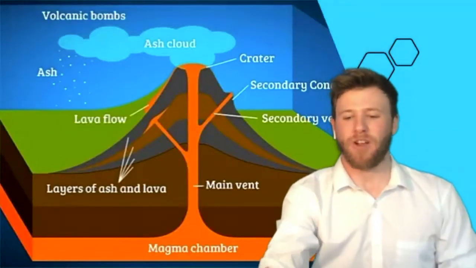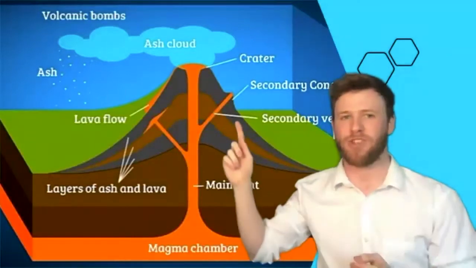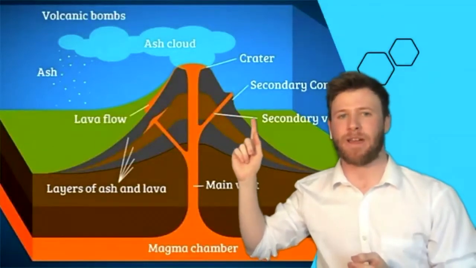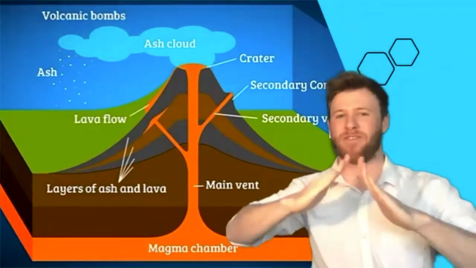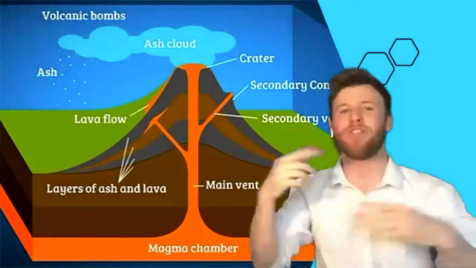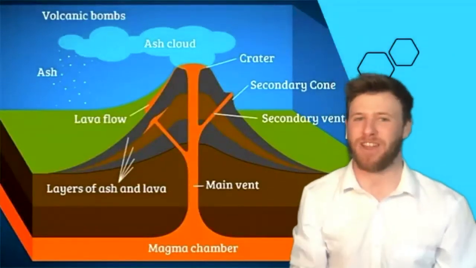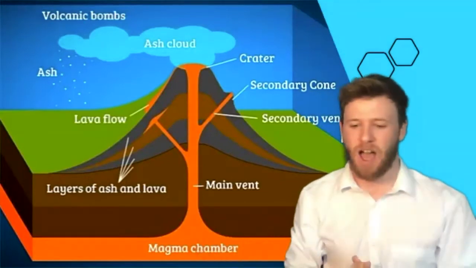We can also have secondary cones occasionally, and that would just be a cone coming off the main cone. So the main cone of the volcano is the volcano shape, and you might have little cones coming off the side of it. When you're making your volcano, you might want to add little cones, and we'll talk about how we can do that when we go on to making them in just a minute. That's what we've got there.